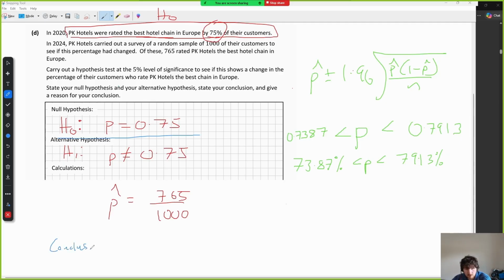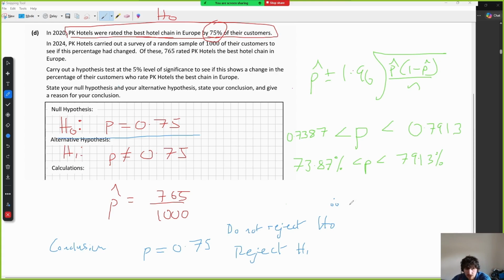So our conclusion is that P does equal 0.75. And you have to state this as well: we do not reject H0, and we reject H1. You don't say accept, you say you do not reject one of them, and you say who you reject, and that's it. Then you'd restate this: PK hotels are still rated the best whole chain in Europe by 75% of their customers. That's what you'd write out.